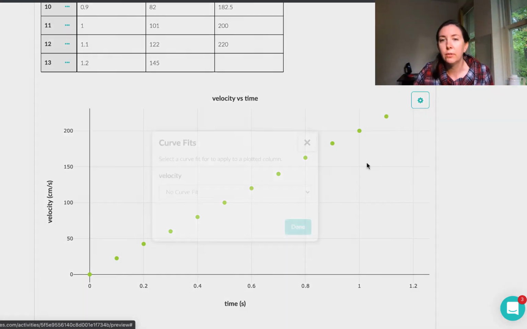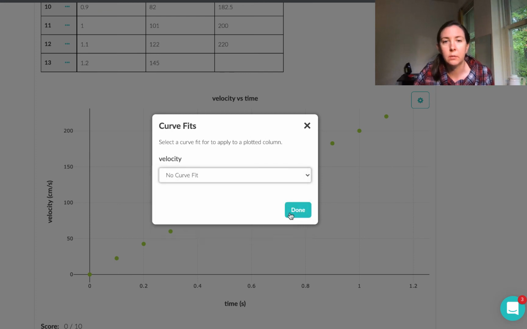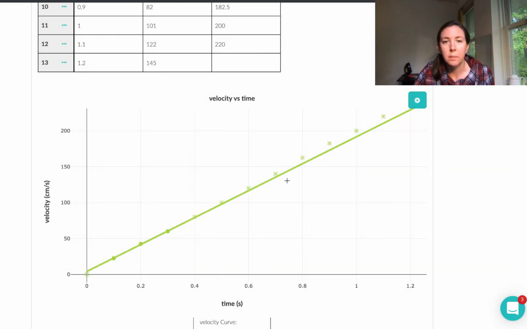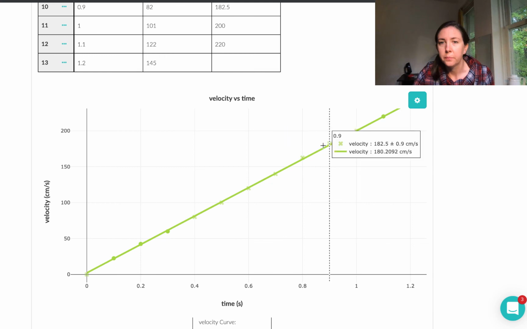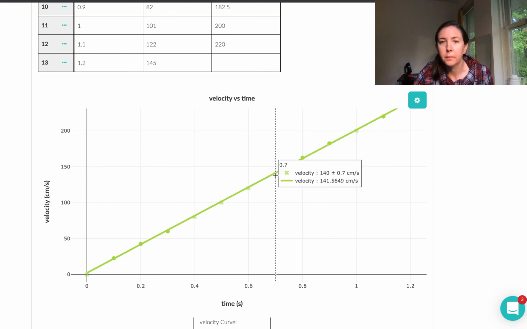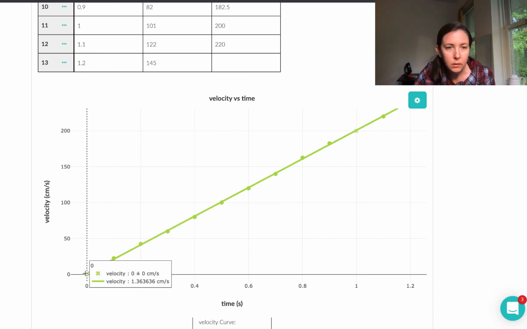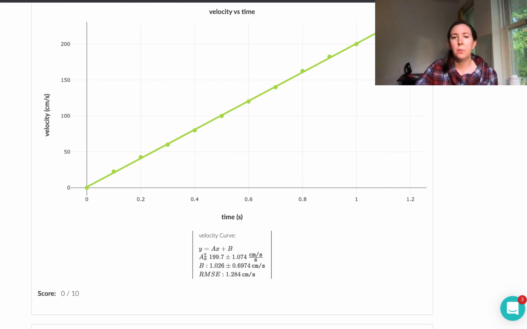If I were to curve fit this, I'm going to have to go ahead and click on some of my points. If I make a curve fit of this, I think that's all of the points. There we go. Then I end up with a slope of this line of 199 centimeters per second per second. That is a very weird unit. So about 200 centimeters per second.